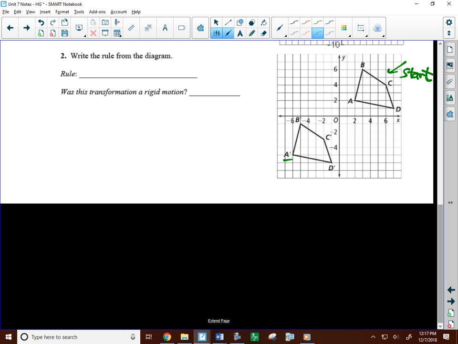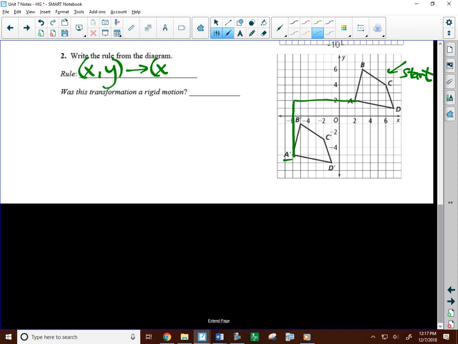You should eyeball it. It does appear to be, it's not reflected. It's not purely, rotation would be a different orientation down here. It's not changing size. So they did just translate it. They slid it. So the rule is going to be, here's how we write it, (x, y) arrow. And then I'm just going to look at one point. I'll just do A. I'm just going to count on that one.